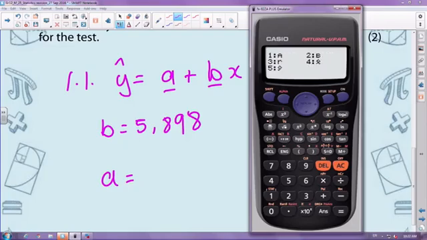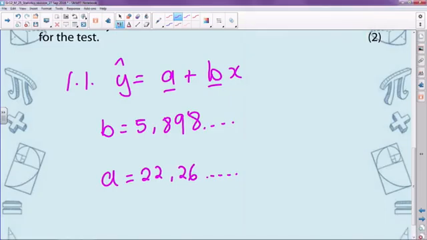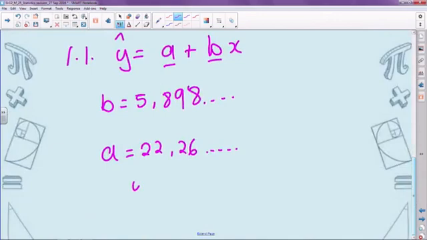We've already worked out the value of B. We want the value of A, so we hit 1 and is equal to, and we get 22,26 with a whole lot of other numbers thereafter. Okay, so therefore the question says, calculate the equation of the least squares regression line. My regression line is going to have the following equation.